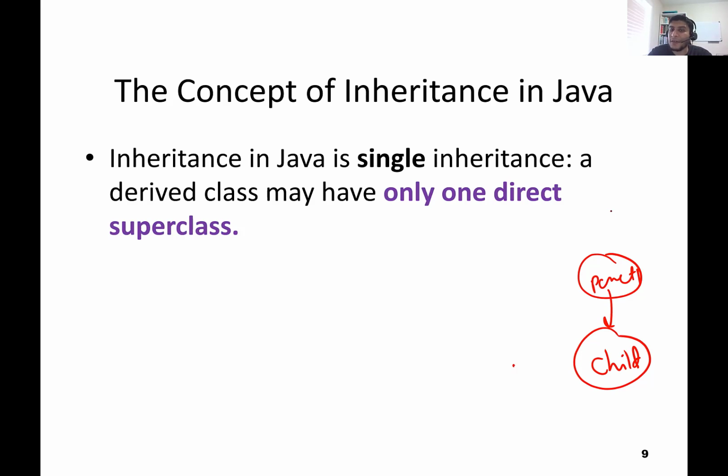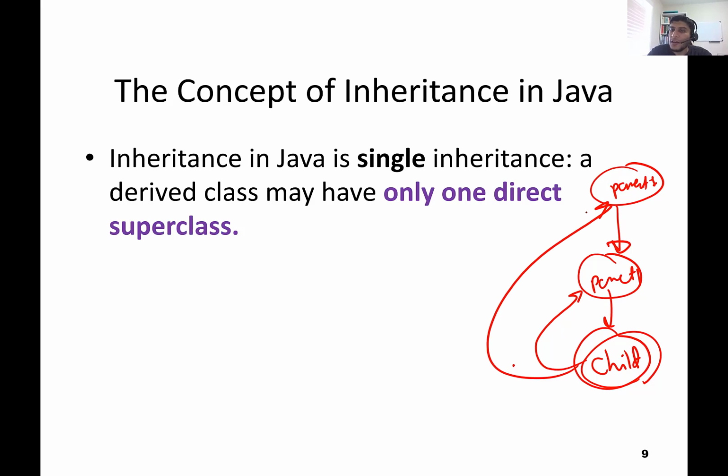But you still can have a chain, which means this parent itself can also be a child of another parent, which is a grandparent in this case, right? So in that sense, the child is a subclass of the parent, as well as a subclass of the parent of the parent, right? But you cannot have these multiple relationships on the same level, right?